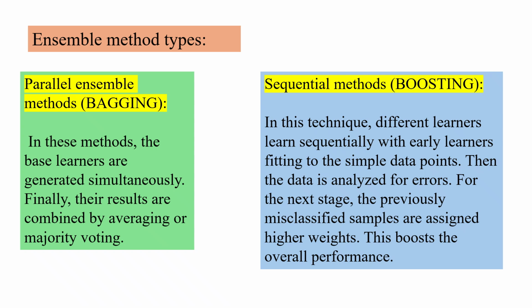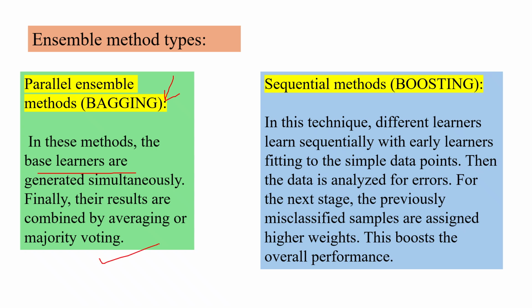The ensemble method types: parallel ensemble methods, which are also known as the bagging methods, and sequential methods, known as the boosting methods. So the bagging, the base learners are generated simultaneously. So this is parallel. So we would create data sets, give them to the learners, and they are being trained simultaneously, and then the results are combined by averaging or majority voting. So this is the parallel method.